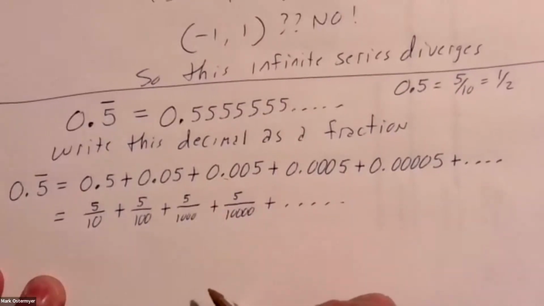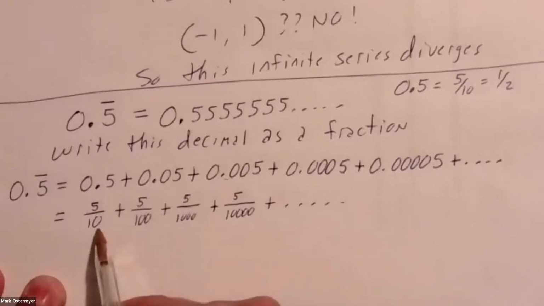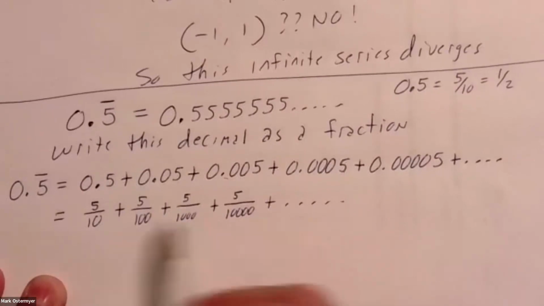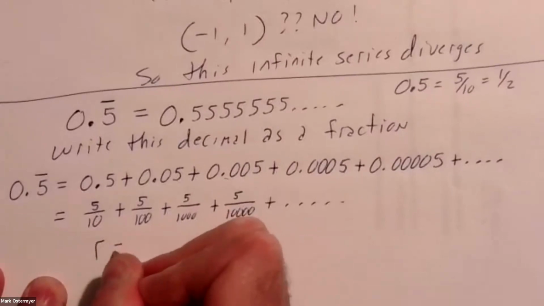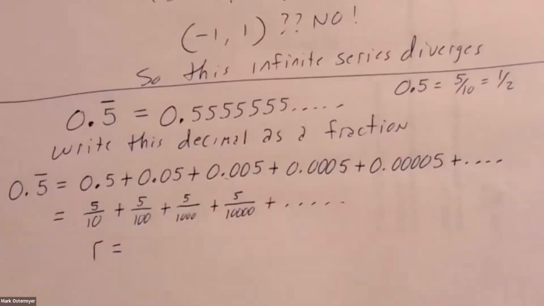I have a question for you, ladies and gentlemen. Is this a convergent, infinite, geometric series? What would be the common ratio? What is the common ratio here? What do you have to multiply each term by to move to the next term? What do you multiply 5/10 by to move to 5/100?